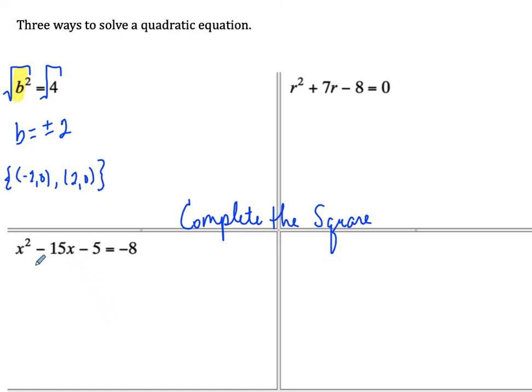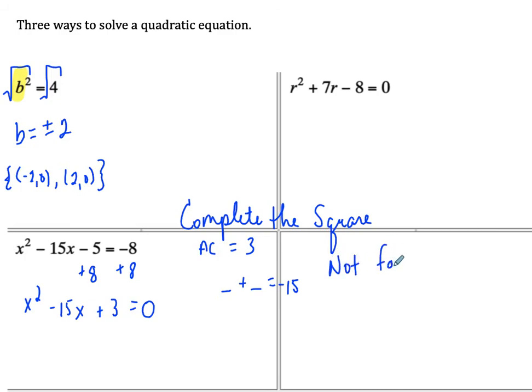So here, let's say I were to set this one equal to 0. So I'm going to do plus 8 plus 8. So I've got x squared minus 15x plus 3 is equal to 0. So now can I find two factors, right? Can I find a product that gives me positive 3 and a sum that's negative 15? In other words, my a times c is equal to 3, and I want two factors of that when added give me negative 15. And I think pretty clearly you're going to see, well, that's not possible. So it's not factorable.